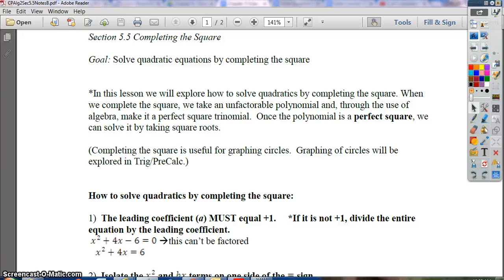Hey guys, this is section 5.5, completing the square. How do we solve quadratic equations by using completing the square would be your essential question. Okay. Going down through here, obviously you could read these notes on your own.